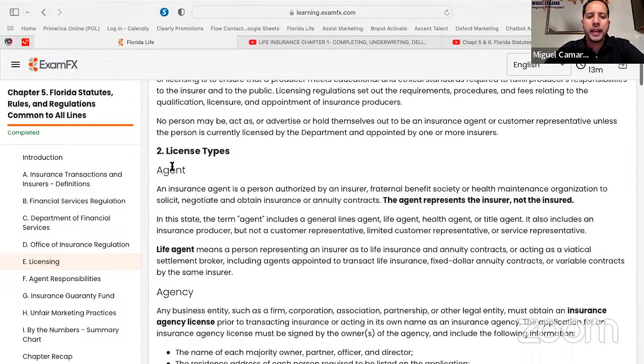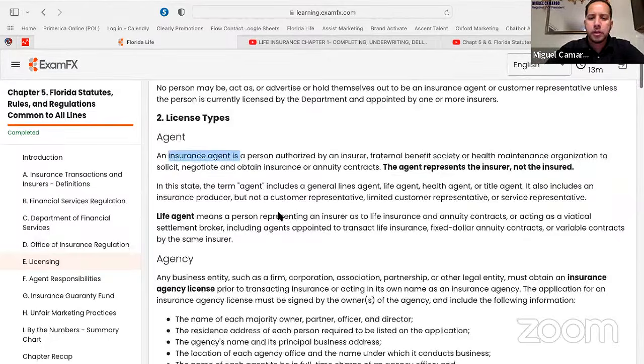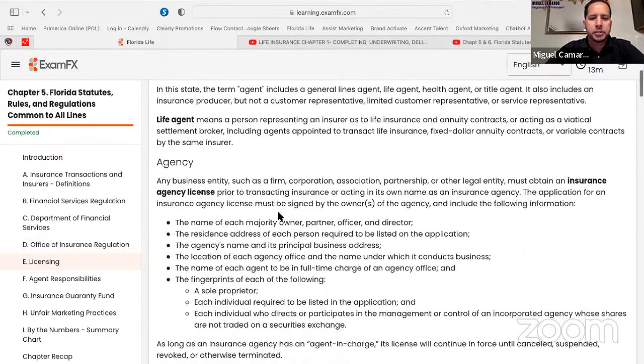We talked about this. An agent represents the insurance company. Their job is to make sure they are doing the right thing by the insurance company. Agencies.